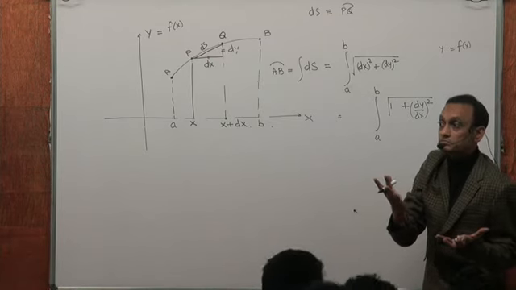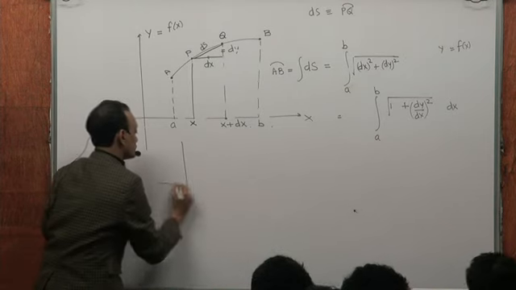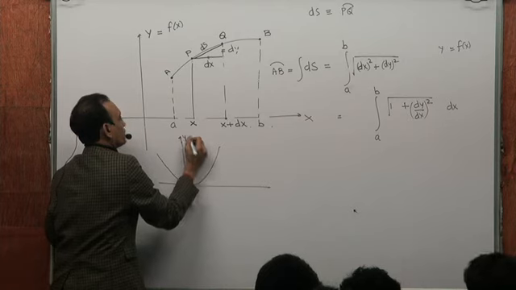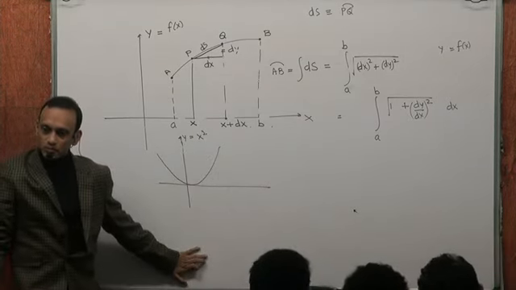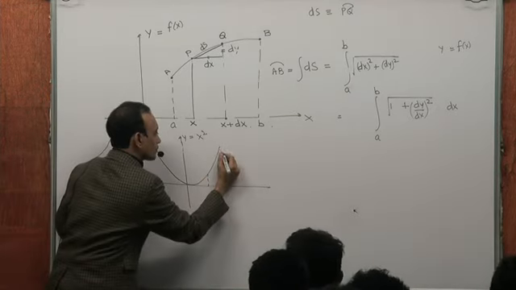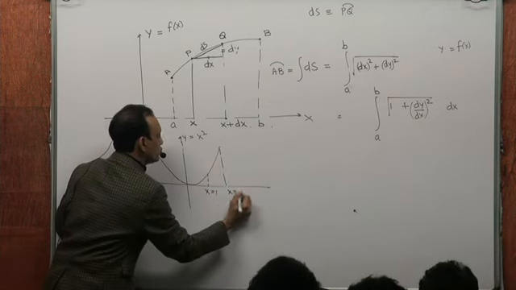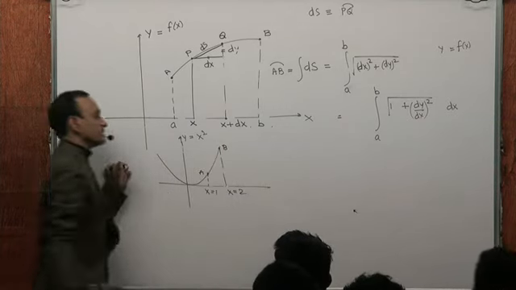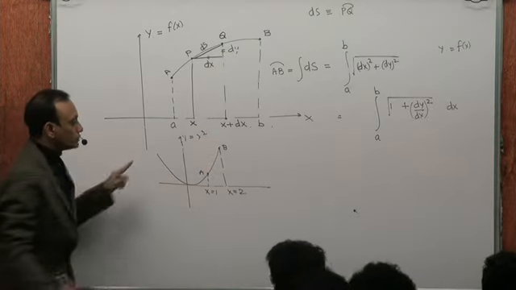Yes or no? I mean, you could have had, say, y equal to x squared, which is a parabola, something like this. Right? And between x equal to 1 to x equal to 2, you need the arc length AB. You need this arc. Clear?